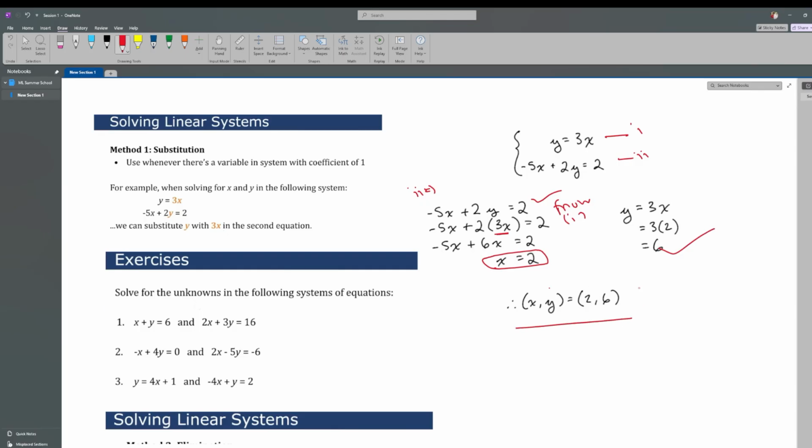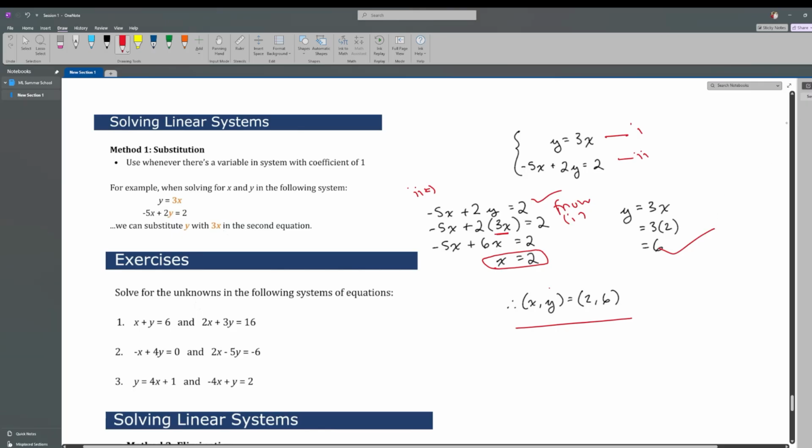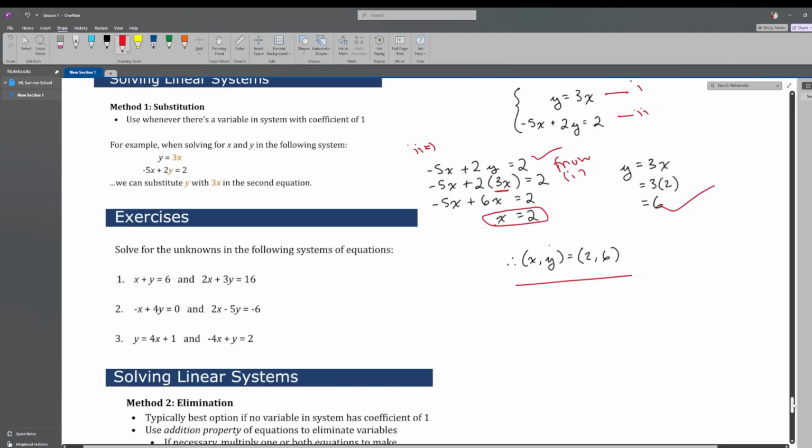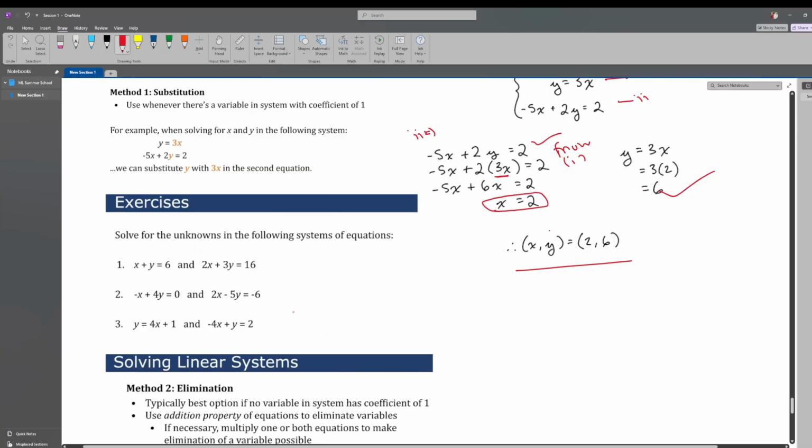And we can also plot this in Desmos, no problem. Now this is your exercise, so feel free to solve these problems.